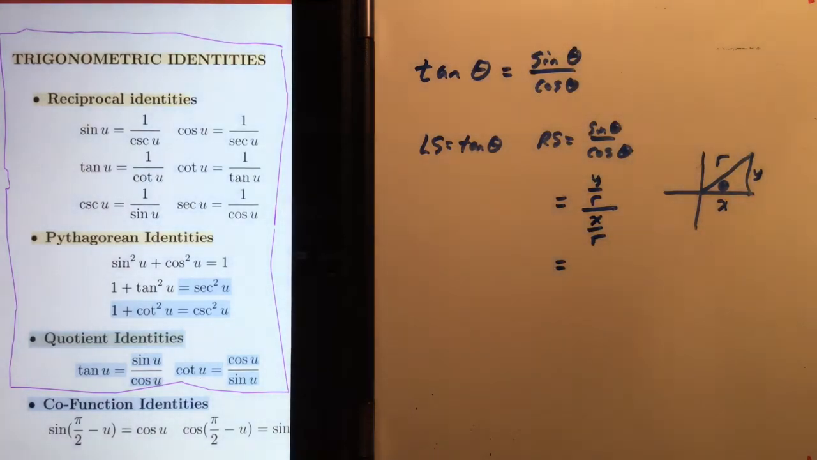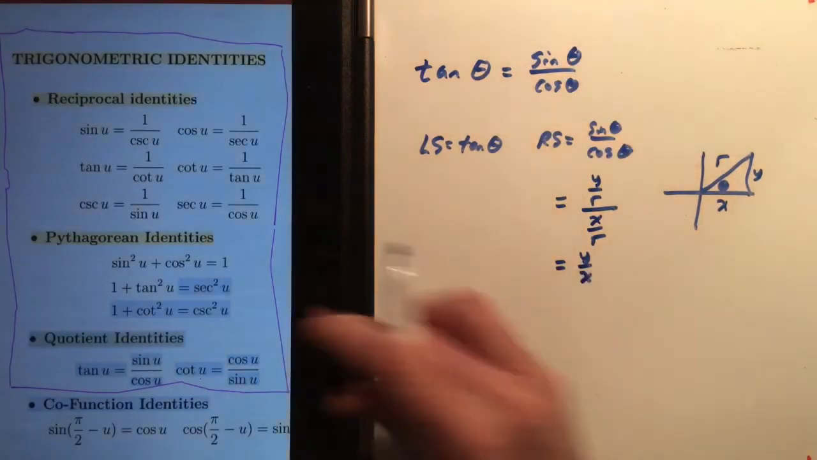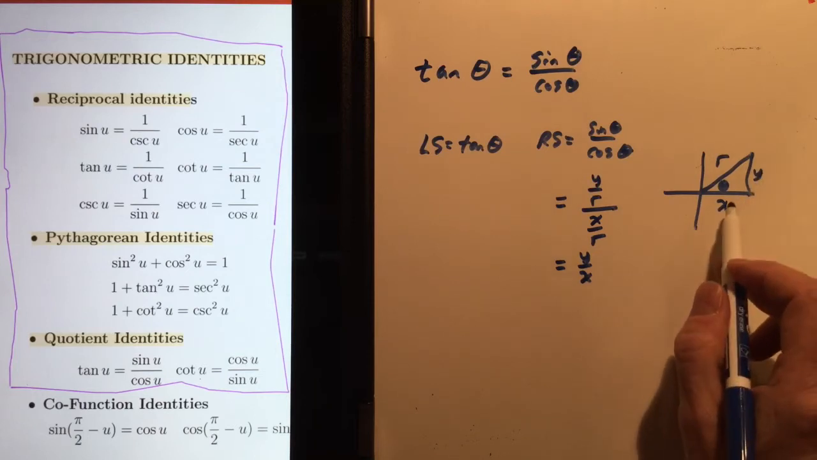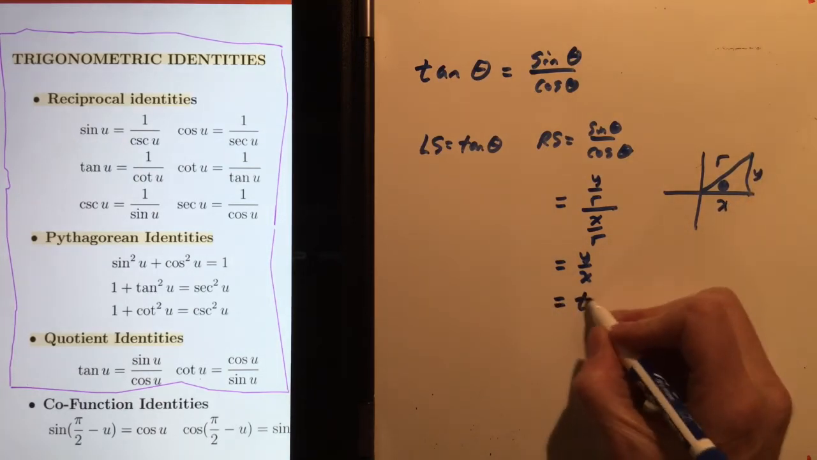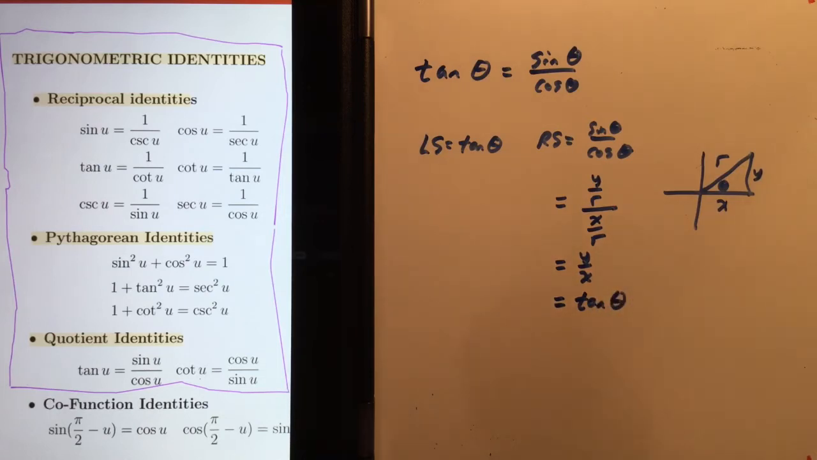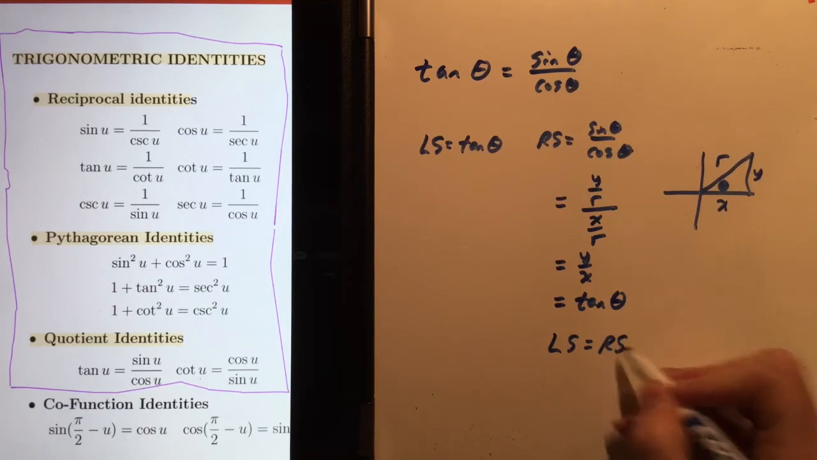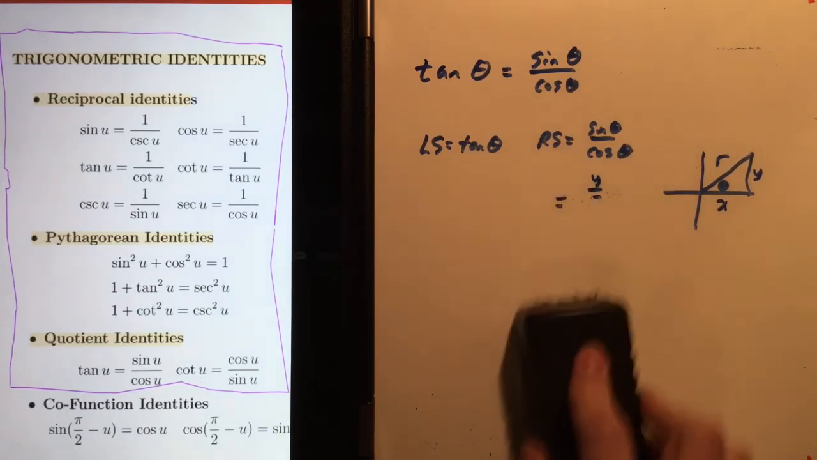Multiplying top and bottom by r, because r is not 0, we end up with y over x, which is, of course, the ratio of the opposite side to the adjacent side. So that makes this equal to tangent of theta. So left side is equal to right side, therefore tangent theta is equal to sine theta over cosine theta.